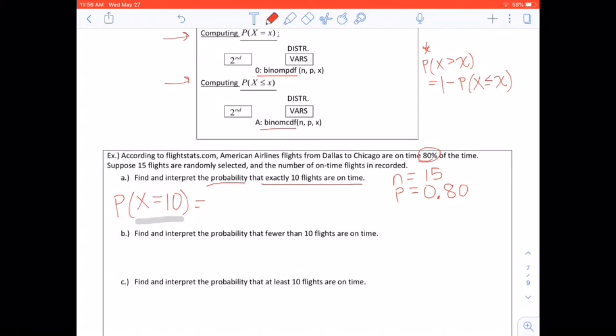And again, since this is a probability, we will round this to 4 decimal places. So we get 0.1032.